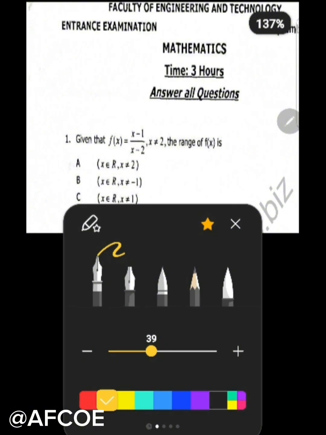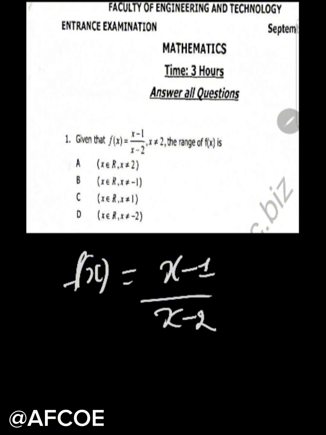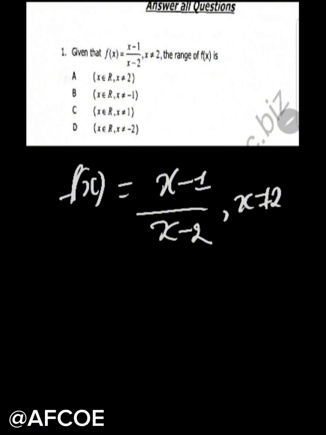We have been given that f of x is equal to x minus 1 on x minus 2, and x not equal to 2. The range of f of x is, so what is the range? The range of a function is simply the domain of the inverse of that function. So what they are testing you on is how to find the inverse and how to find the domain of a function at once.